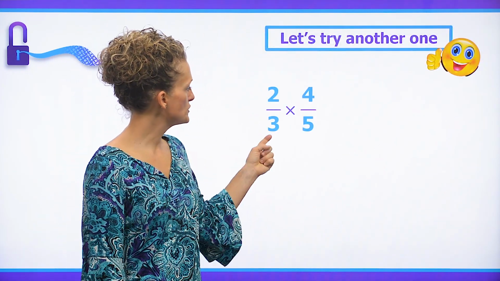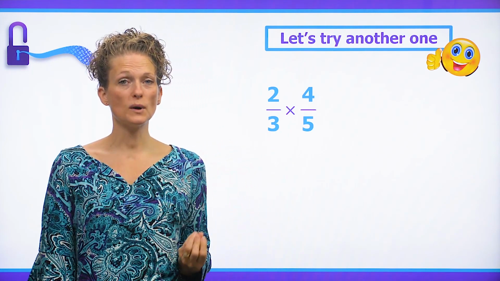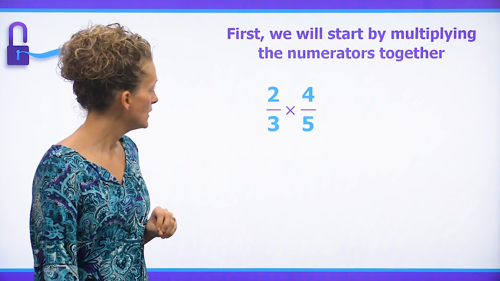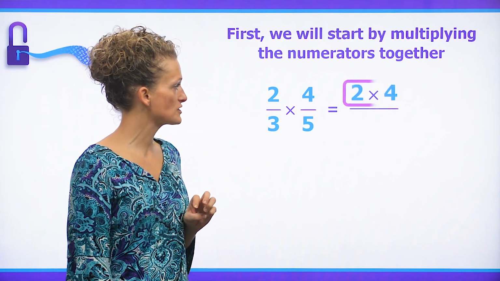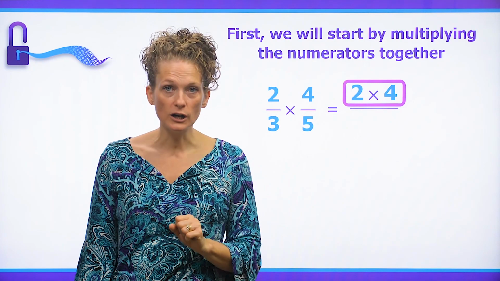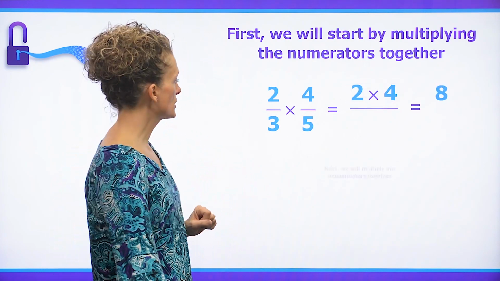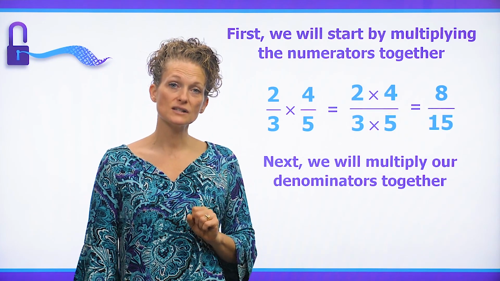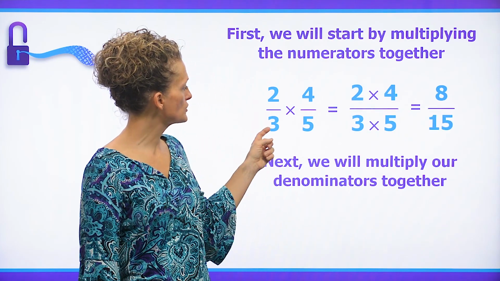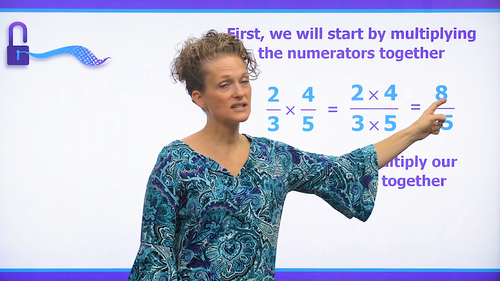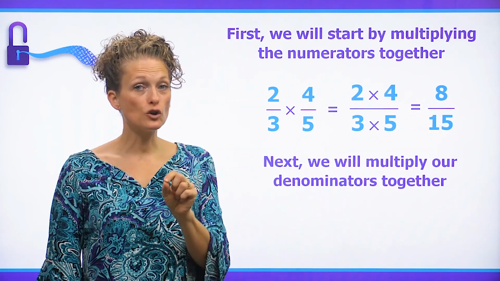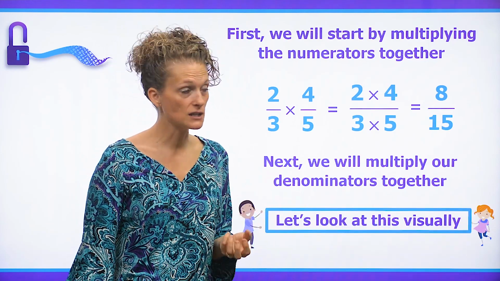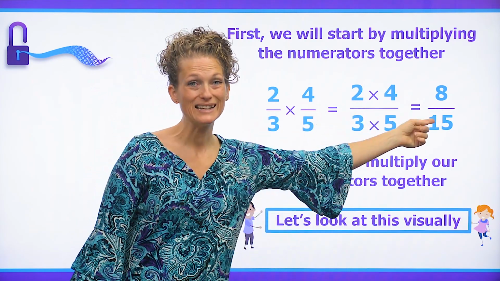Let's try another one. So 2/3 times 4/5. So we want to know what is 2/3 of 4/5. Well, let's start by multiplying these numerators together. Okay, so 2 times 4, and that gives us 8. Then we're going to multiply the denominators together, which in this case is 3 times 5, and that gives us 15. So 2/3 times 4/5 gives us 8/15. And I'm going to show you visually, again, how that's true, because we got 8/15. So 2/3 of 4/5 is 8/15.